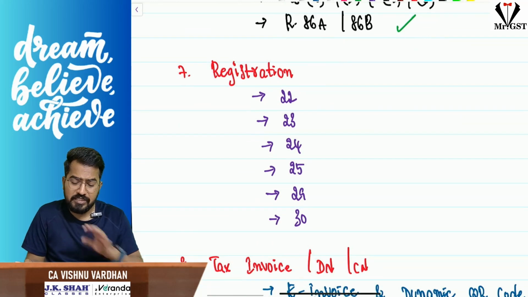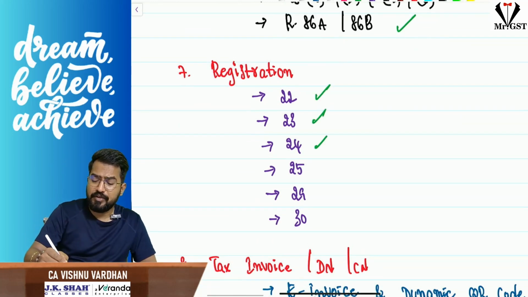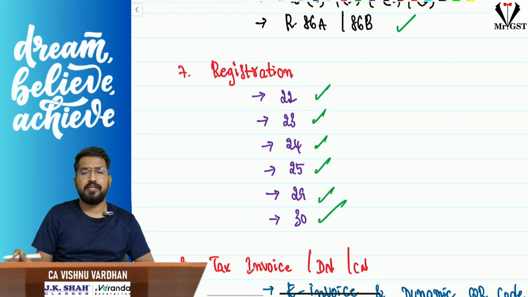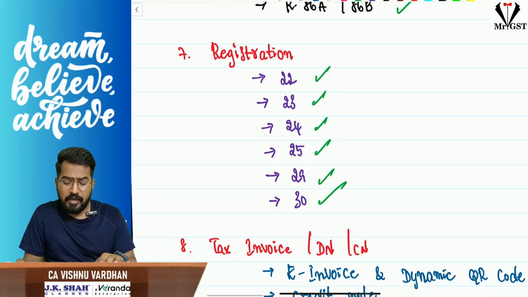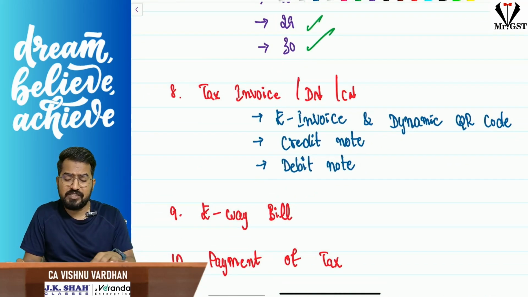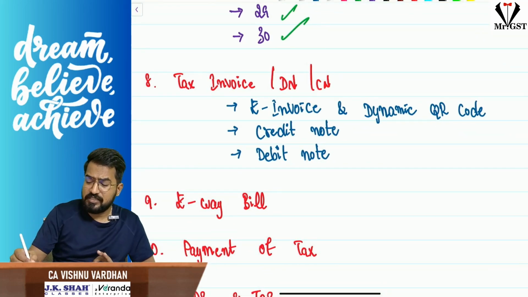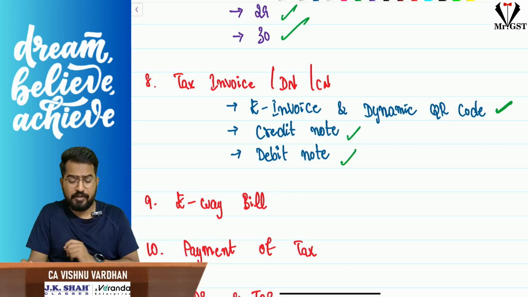Coming to the registration chapter, sections 22, 23, 24, 25, 29 and 30 are going to be key concepts which you should be focusing on very well. And coming to the next chapter, tax invoice, debit note and credit note, e-invoice, dynamic QR code topics, credit note and debit note topics are very crucial for you.